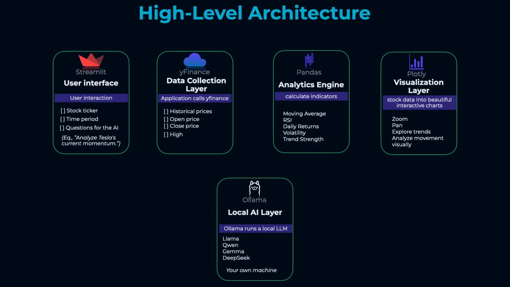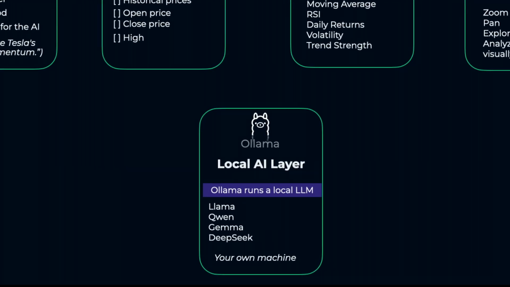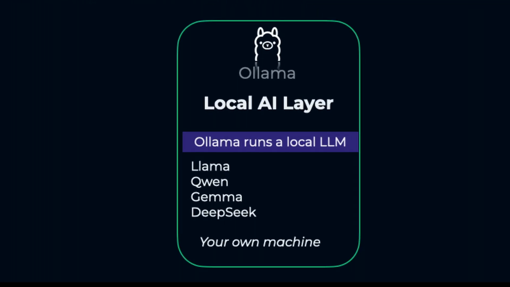Component 5 is the local AI layer. This is the exciting part. Ollama runs a local LLM, maybe Llama, Gemma, or DeepSeek. Everything runs on your own machine. No external API calls, no cloud dependencies. So beautiful, guys, so beautiful.